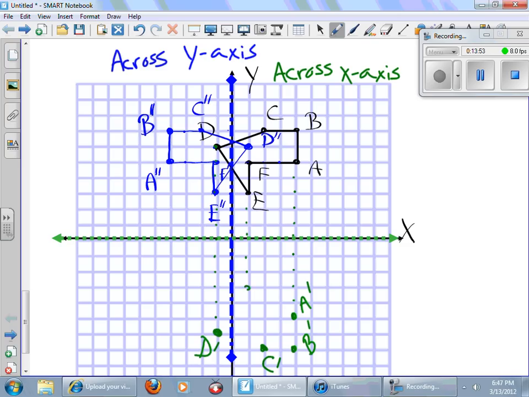All right, E is 1, 2, 3 from the mirror. So there's E prime. And then F is 5 from the mirror. There is F prime. And let me see if I can draw it. A to B, B to C, C to D, D to E, E to F, and boom, there you go.